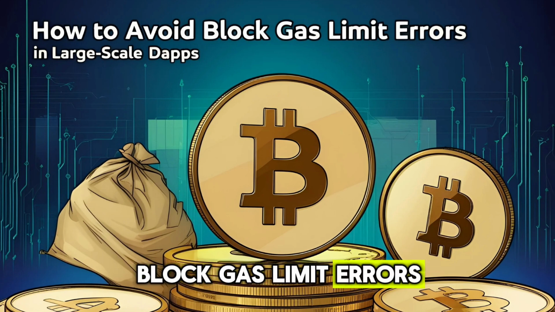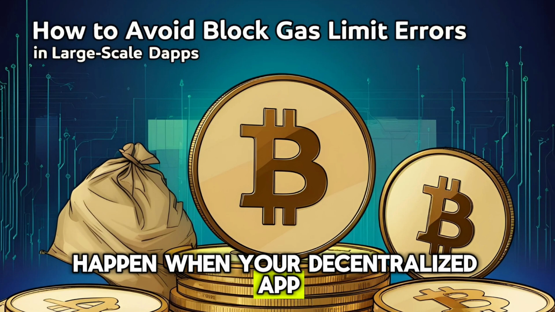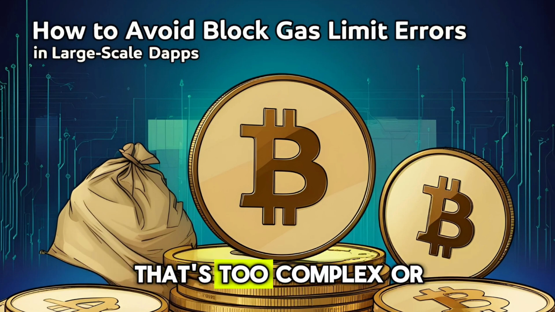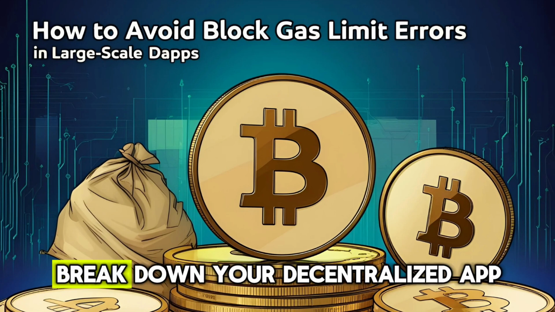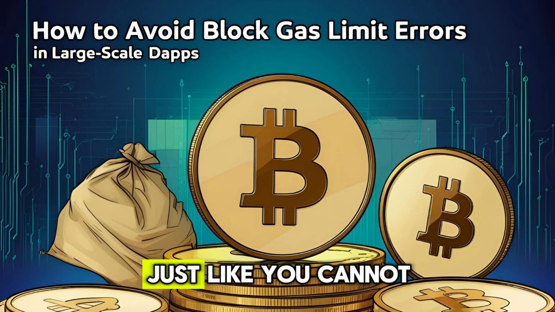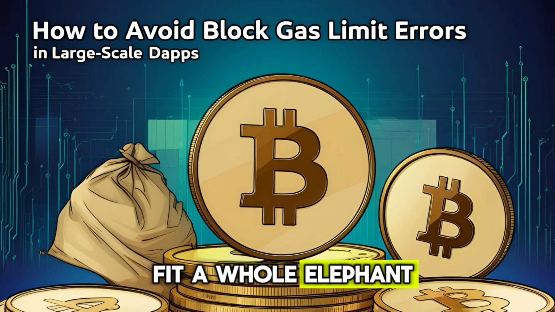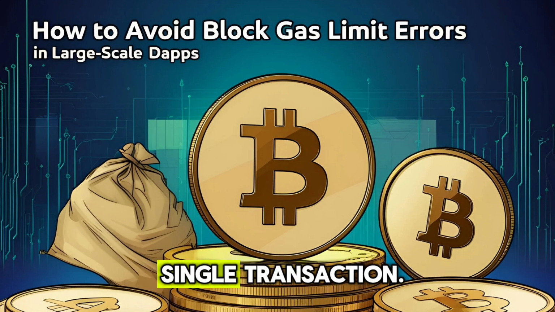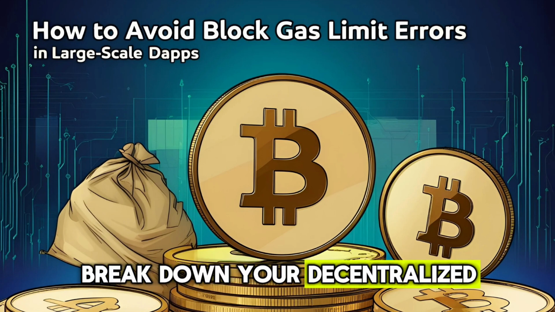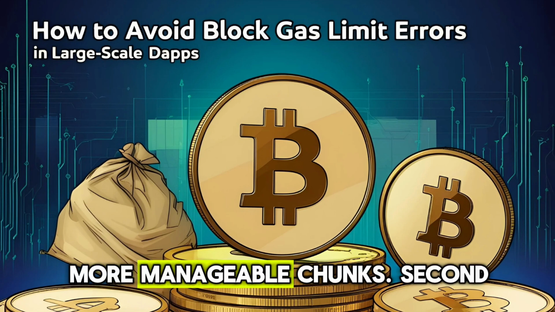Block gas limit errors happen when your decentralized app tries to execute a transaction that's too complex or uses too much gas. Here's how to avoid these errors. Break down your decentralized app. Just like you cannot fit a whole elephant in a car, you can't fit a complex decentralized app into a single transaction. Break down your decentralized app into smaller, more manageable chunks.